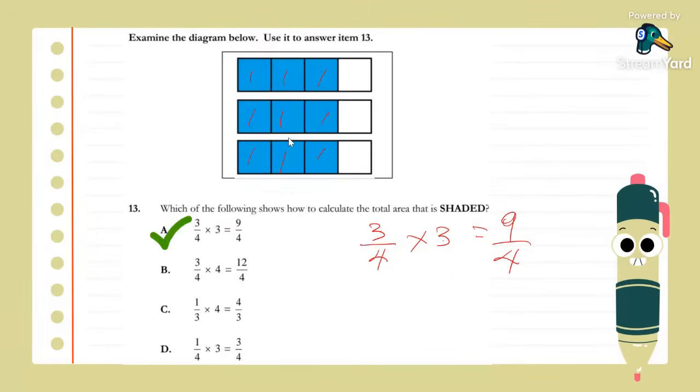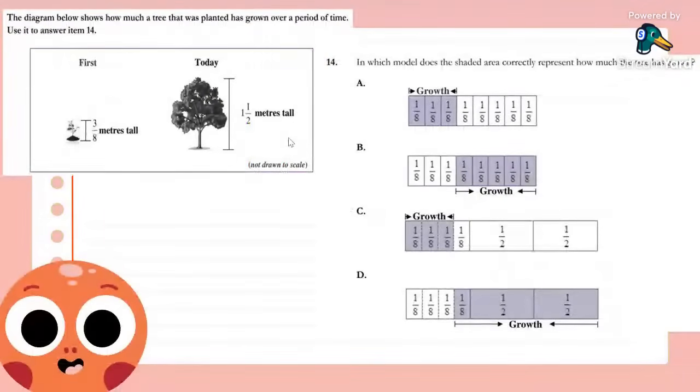All right, let's go to question 14. Now this one will take a good amount of explanation, and I'm excited to see your explanations in the chat. The diagram below shows how much a tree that was planted has grown over a period of time. We'll use this diagram to answer item 14.